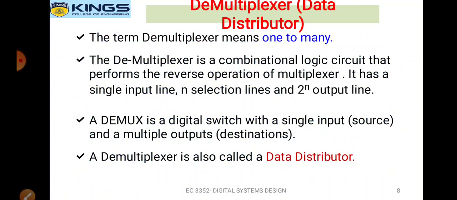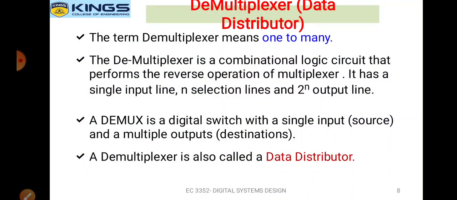This is the demultiplexer, the other name is data distributor, right? The term demultiplexer means one to many. That means only one input will be there and many outputs will be there. Similarly, a number of selection lines will be available, right? The demultiplexer is a combinational logic circuit that performs the reverse operation of a multiplexer.